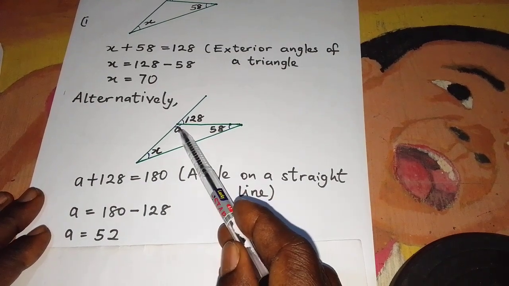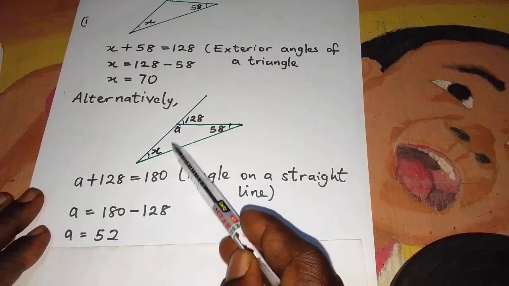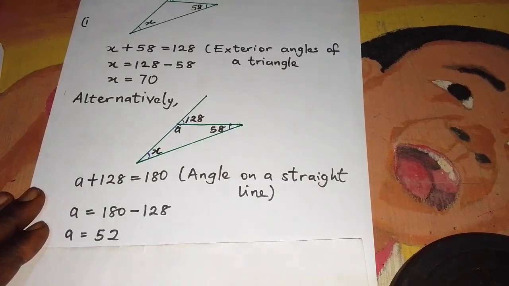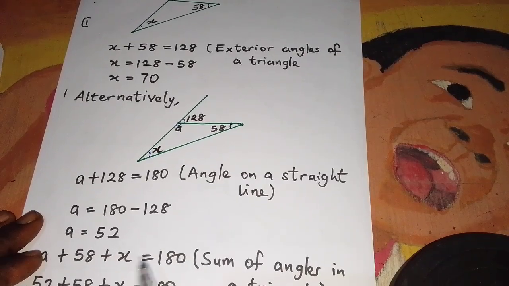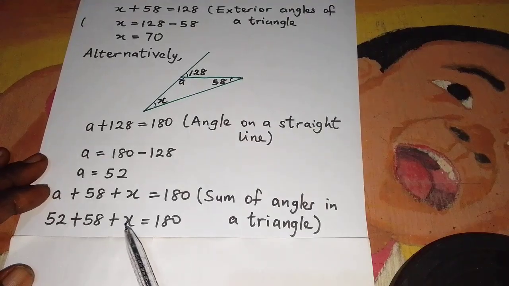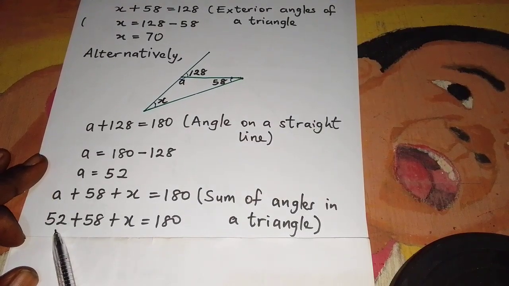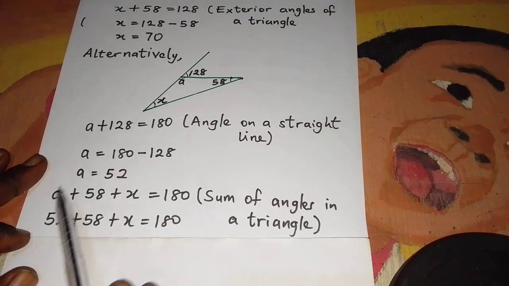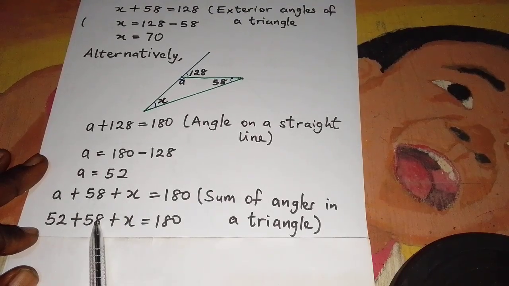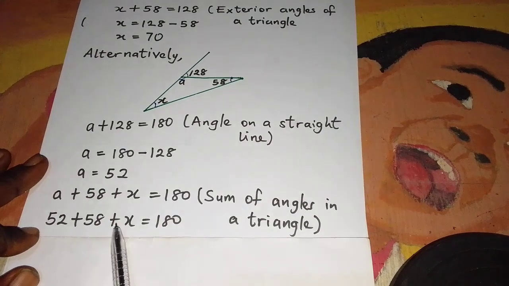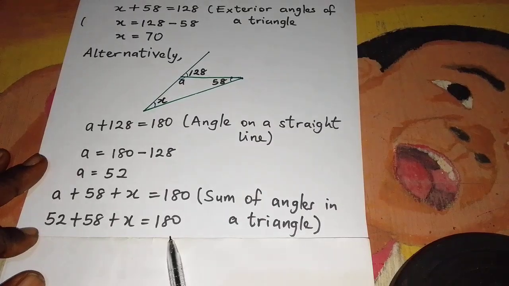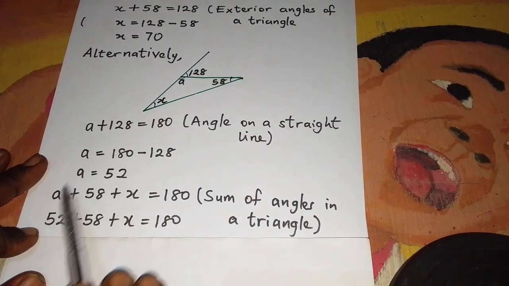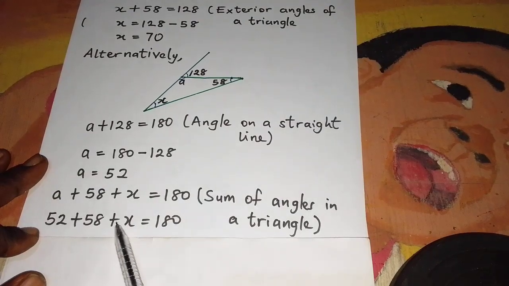So if this gives you 52, now you have a triangle here. Angle A plus x plus 58 should be equal to the sum of angles in a triangle, which is 180. So you have calculated A to be 52, plus this other angle 58, plus the angle we are looking for, x, should be equal to 180. A is 52, plus this angle 58, plus x we are looking for, is equal to 180.